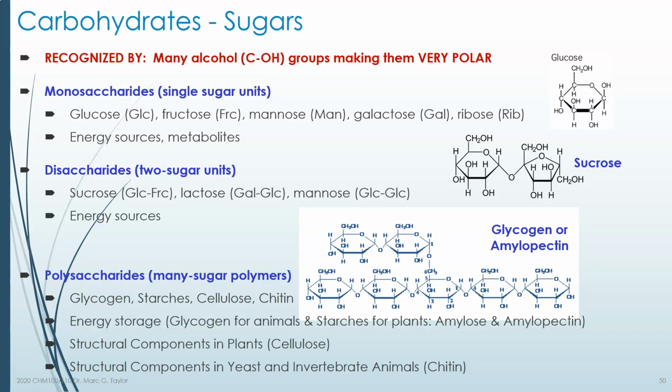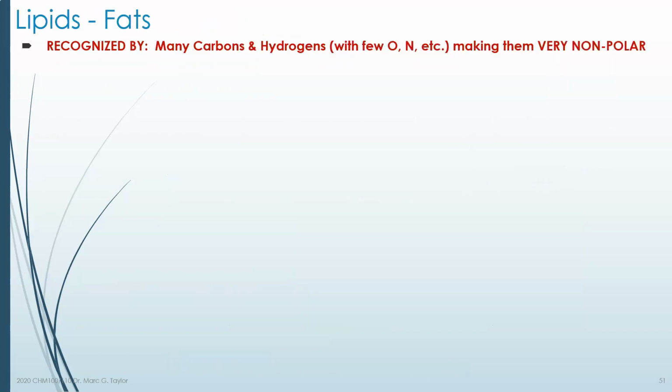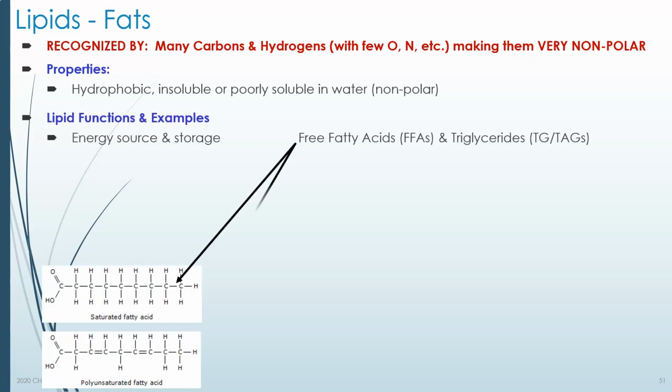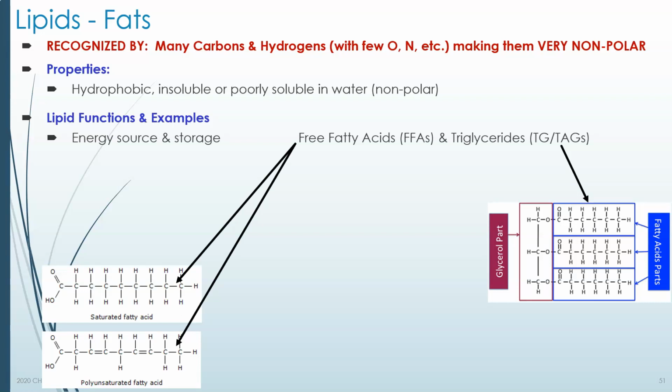Chitin is also part of the insect exoskeletons as well. Lipids, how do you recognize lipids? Well, they're mostly made of carbon and hydrogen, and they tend to be very nonpolar. You find oxygens and nitrogens and phosphoruses and sulfurs, but they're not as common. Most of the molecule will be very nonpolar. So they tend to be hydrophobic, that is, they don't like being in water, they're not soluble in water, and the smaller ones tend to be used for energy.